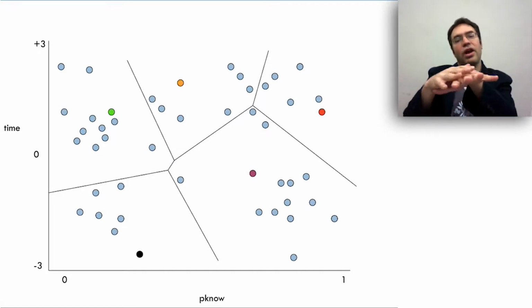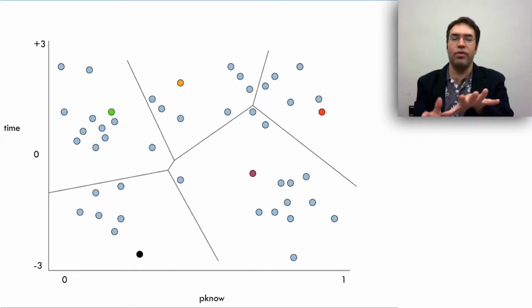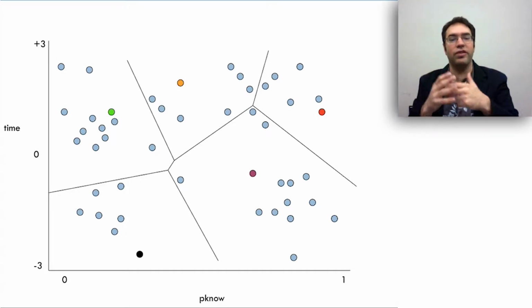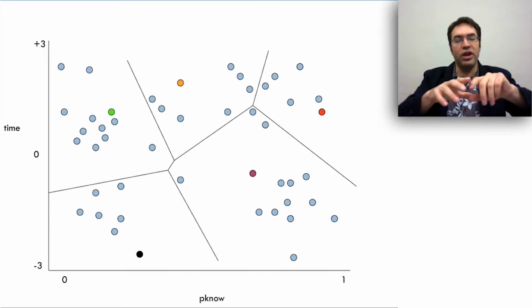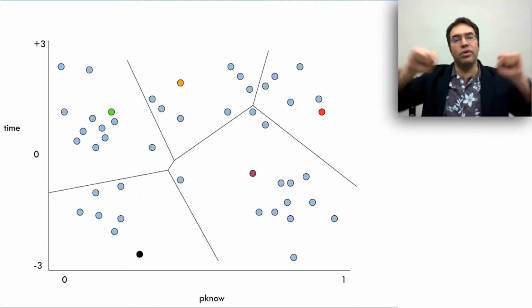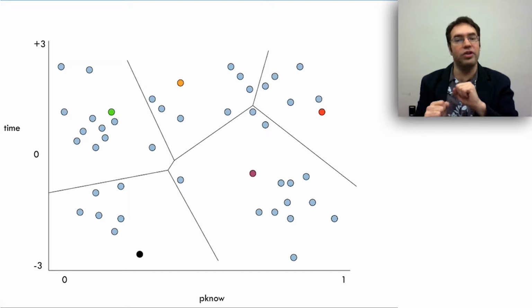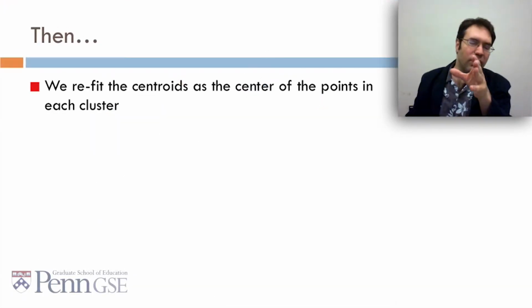Now, I might not have gotten this perfect. Don't complain on the forums if these things are 3 pixels to the right of where they should be, because this is just for illustrative purposes. But you can see that when you create the lines equidistant from the points, they clearly show you which cluster each point belongs to. Then we refit the centroids as the center of points in each cluster.